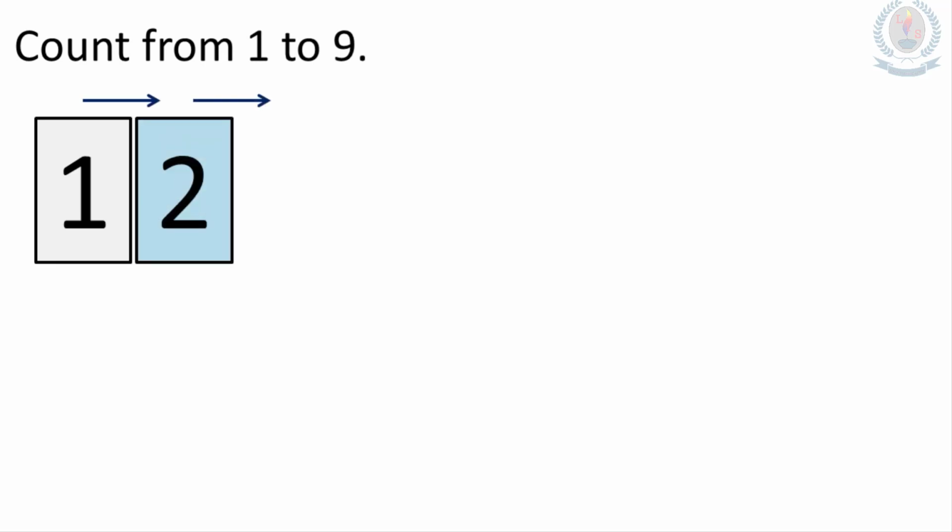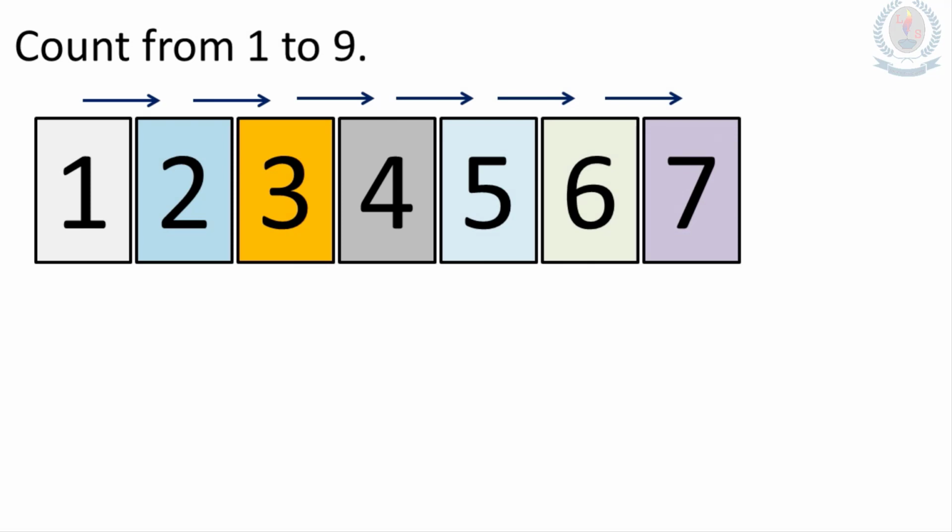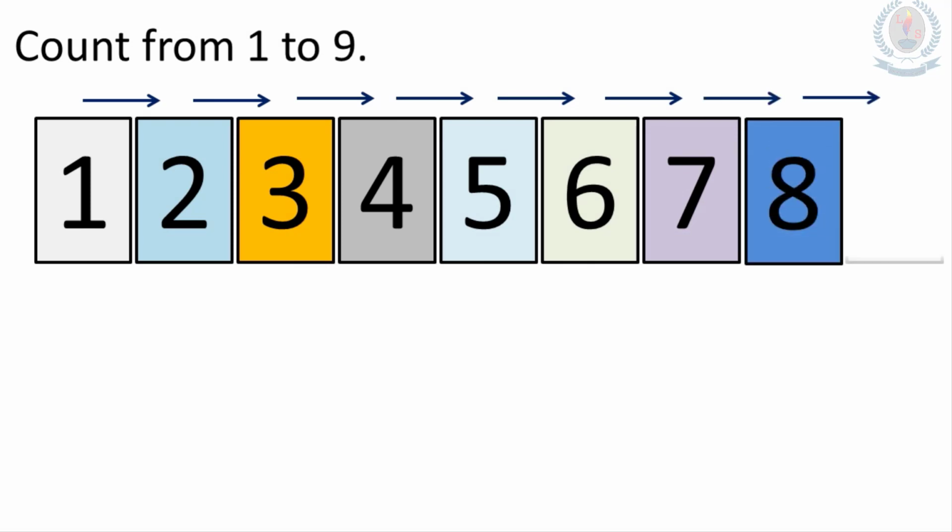Now we are going to count numbers forward and backward. Let's start to count from 1 to 9. I want you all to count with me. 1, 2, 3, 4, 5, 6, 7, 8, 9. We counted forward. Counting forward means moving ahead. Did you see the direction?